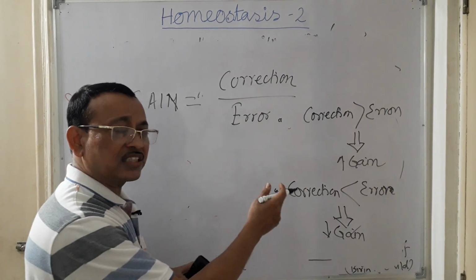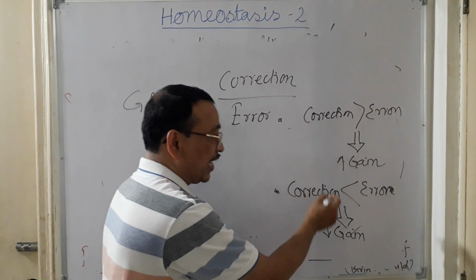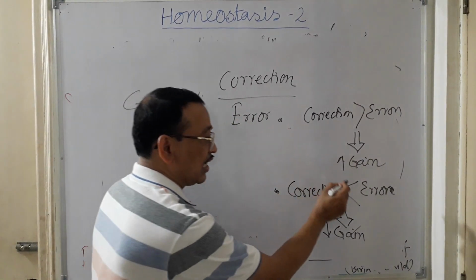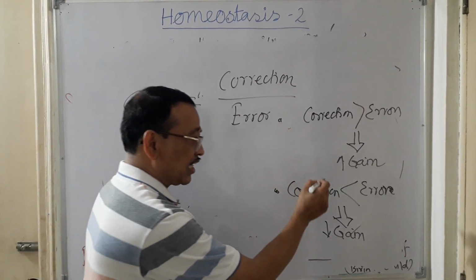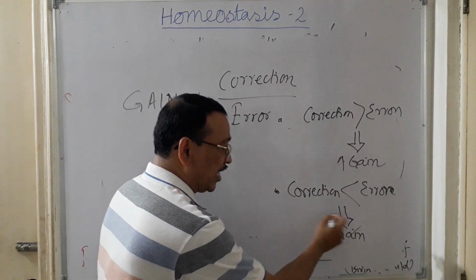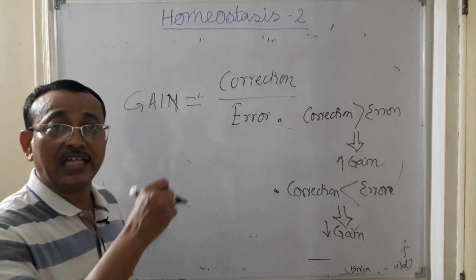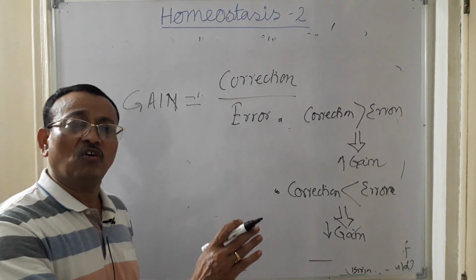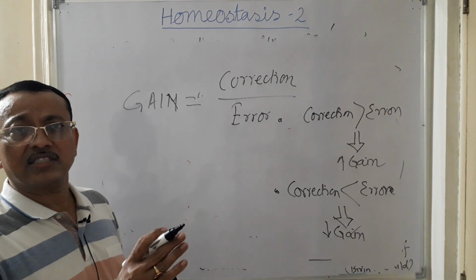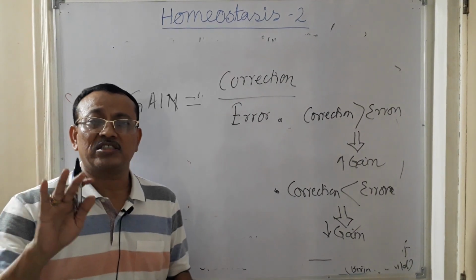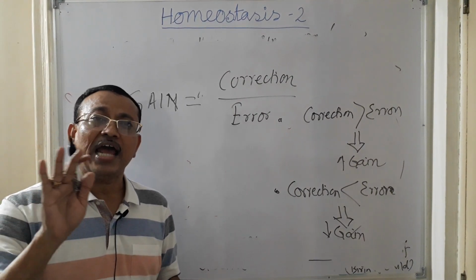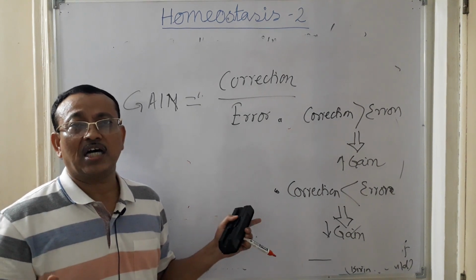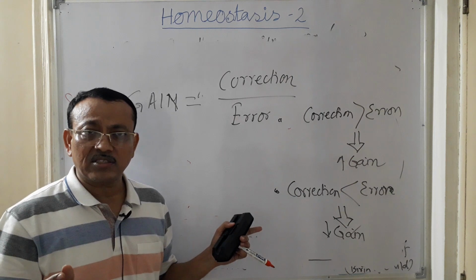In case of the second person, the correction by the negative feedback mechanism was less than the error. As the correction was less than the error, the gain of the negative feedback mechanism was less, and thereby the positive feedback mechanism dominates over the negative feedback mechanism, and this is why the person was admitted. So this is all about the positive feedback mechanism.